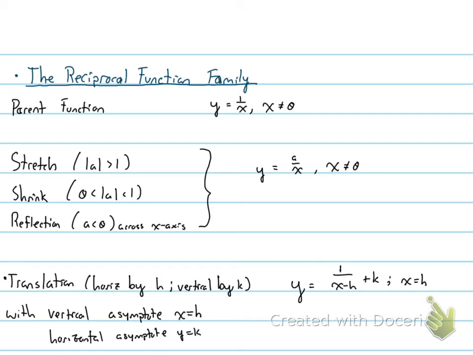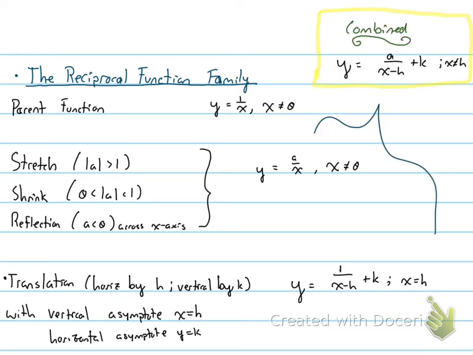What's important here is that this graph will tell me any vertical and horizontal asymptotes that I have. Any vertical asymptote will be the line x equals h, so whatever that number is that you see there in the denominator, but with the sign being opposite. And any horizontal asymptote would be any k value that you see. So finally, when all of this is combined to include any kind of stretch or shrink, along with any kind of translation, I get that general form y equals a over x minus h plus k.